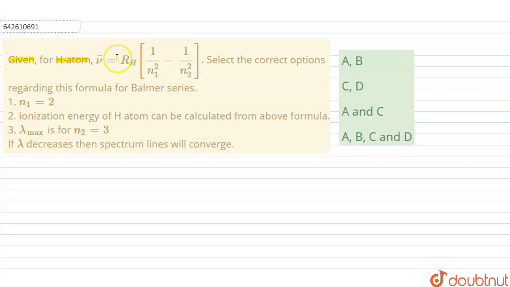Given for hydrogen atom, nu bar is equal to RH into 1 upon N1 square minus 1 upon N2 square. Select the correct options regarding this formula for Balmer series. So, as the statements have been given: N1 is equal to 2. Ionization energy of hydrogen atom can be calculated from the above formula. Lambda max is for N2 is equal to 3. And if lambda decreases, then spectrum lines will converge. So that is your fourth statement.